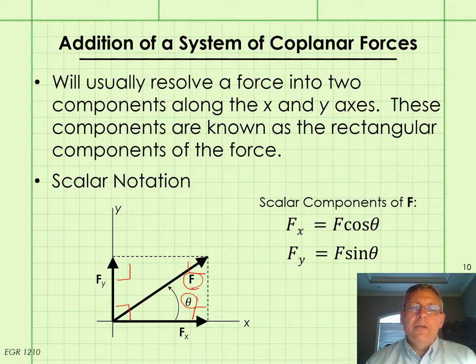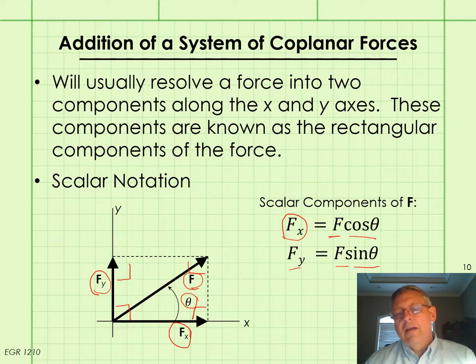And when we're working in what's known as scalar notation, we're interested in the scalar components of F, which are the magnitude of the vector F sub X, which is the component of F along the x-axis, and the magnitude of F sub Y, which is the magnitude of the vector component of F along the y-axis. We'll do F sub X first. As you can see, we have a right triangle now because the parallelogram is a rectangle. So the magnitude of F sub X is going to be the magnitude of F times the cosine of theta. The magnitude of F sub Y is F times the sine of theta.